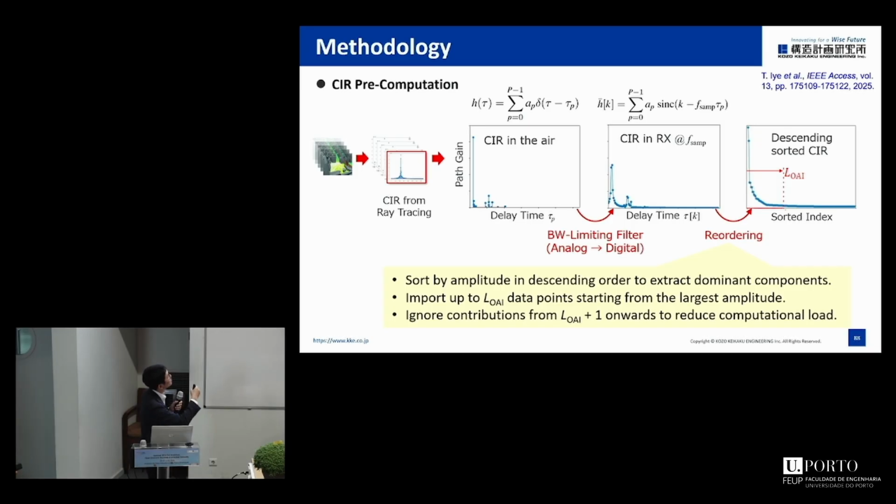Because if we try to convolve every tap, maybe in this case up to 150 or 300 taps, it's computationally heavy. So we just extract the main contribution from the channel impulse response by reordering, taking the strongest ones. In this case, we used 24 taps from the top.